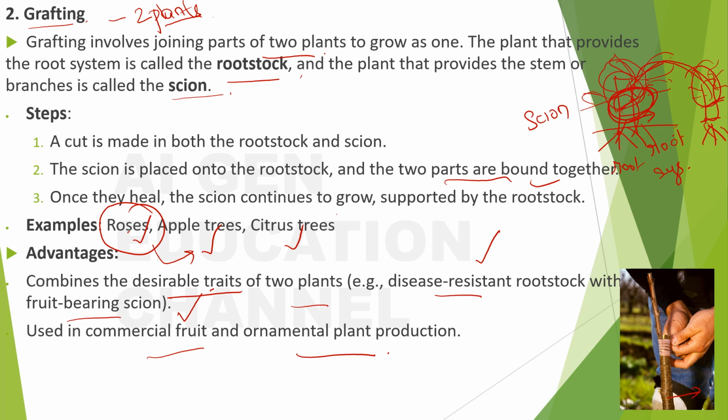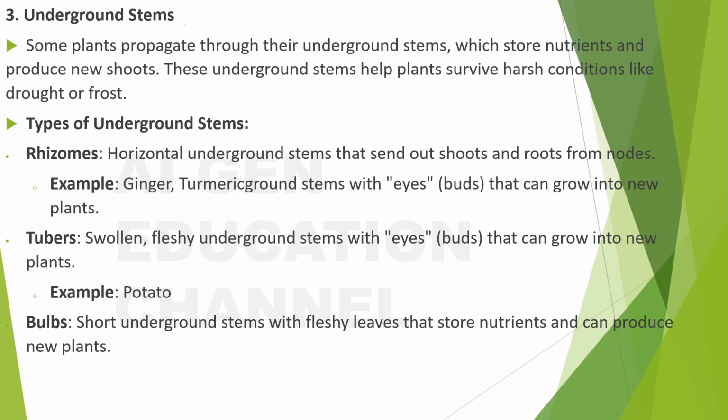Okay, done. So next is underground stems. What about these underground stems? Some plants propagate through their underground stems, which store nutrients and produce new shoots. Some stems will be under the ground, and those will store nutrients and produce new shoots, in the way that there are different types of stems capable of giving new plants. We will see one after the other.